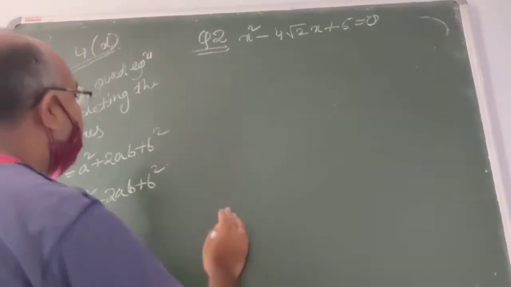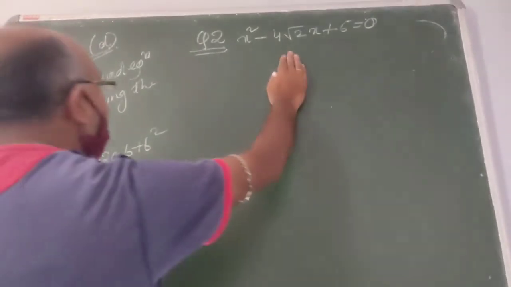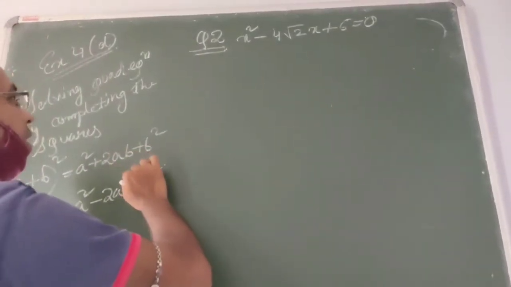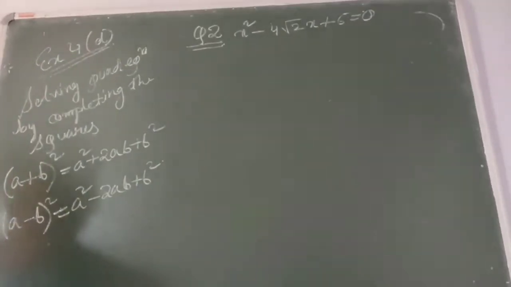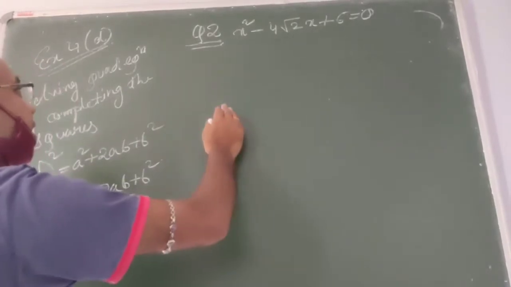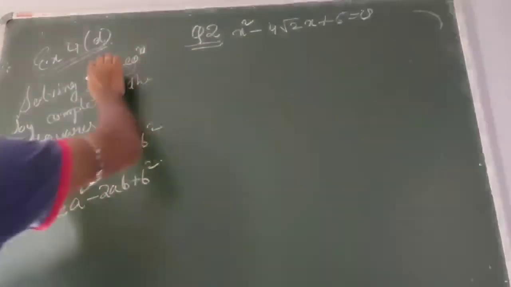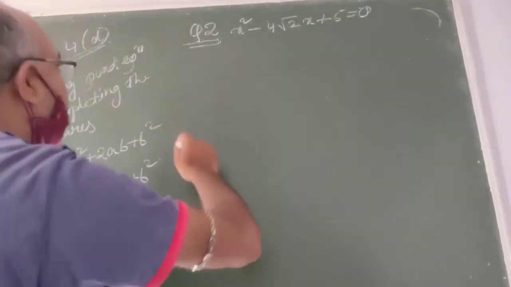Now what we have to do is get this particular equation in this form so that we can complete the squares and solve it. It's a very simple method. Now, how can it be done? This is question number 2, exercise 4D, according to your book.